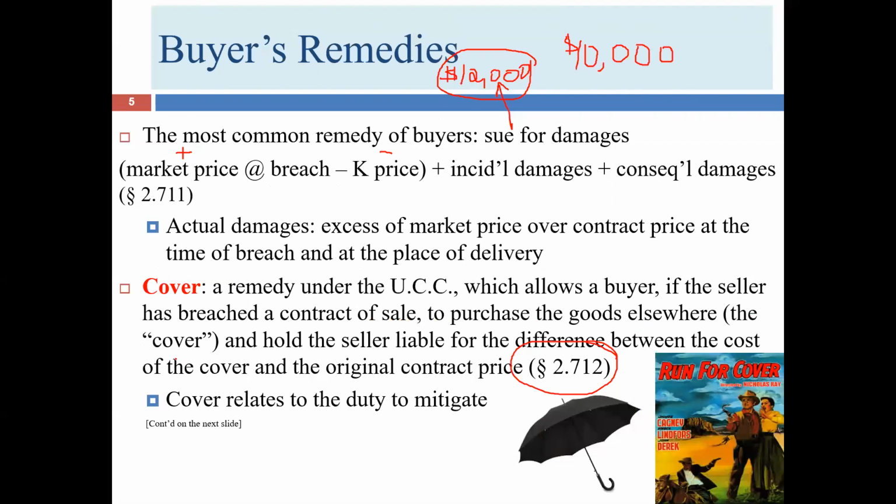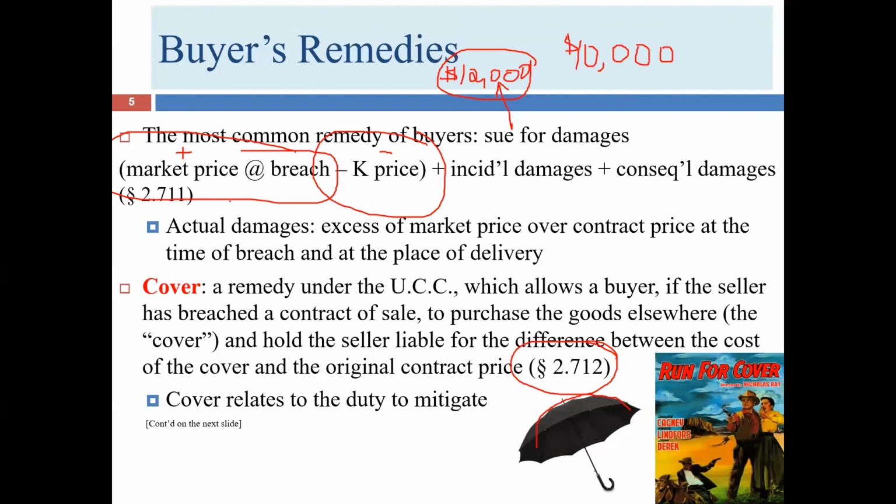This is what we call the cover. I think of it as an umbrella, the protection that the buyer is seeking from this alternative seller, keeping him dry, so to speak, keeping him out of harm's way, out of a bad situation. And he's going to hold the seller liable for the difference between the cost that he should have paid and the price that he actually did have to pay.